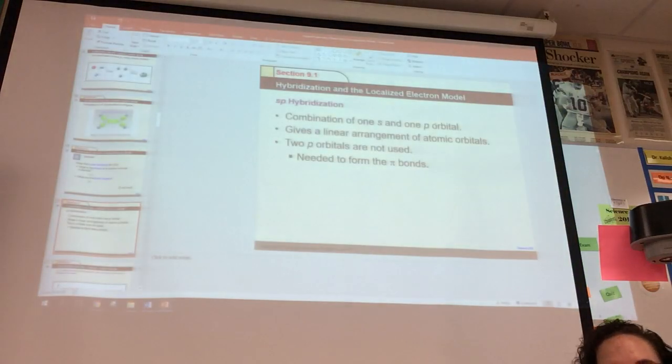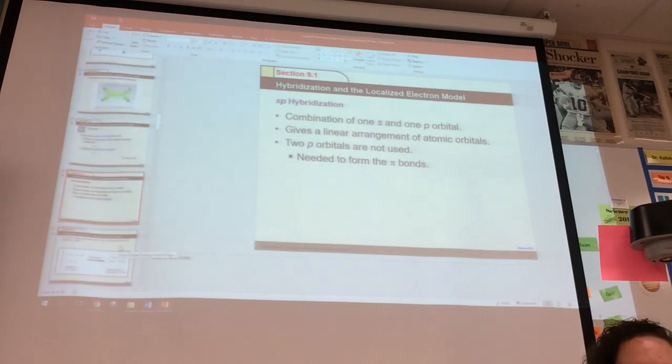And for SP, it's a combination of 1S and 1P, so 2 of the 2 P's or the 3 P's or whatever P's are not used. This is going to give you a linear arrangement, and 2 of the P orbitals not used. You're going to need this for pi bonding. I'll show you that in a sec.